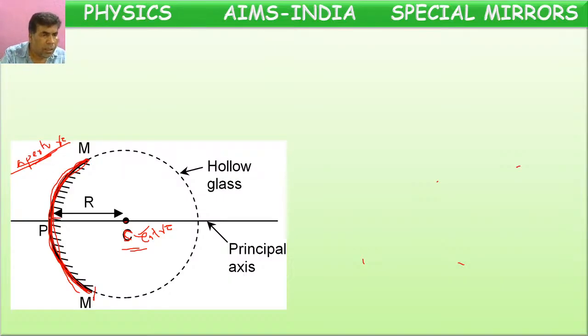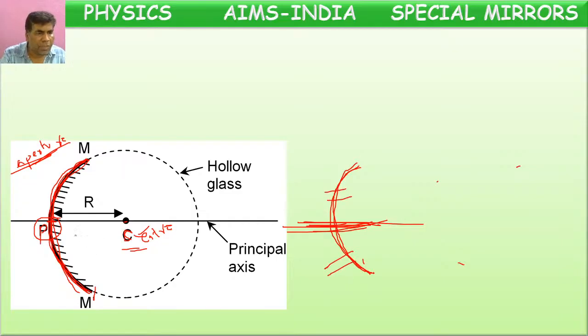What is P here? P is the middle point of the aperture, or the middle point on the sphere, which cuts the mirror into two equal parts. Upper half, lower half, two equal parts. That is the pole.